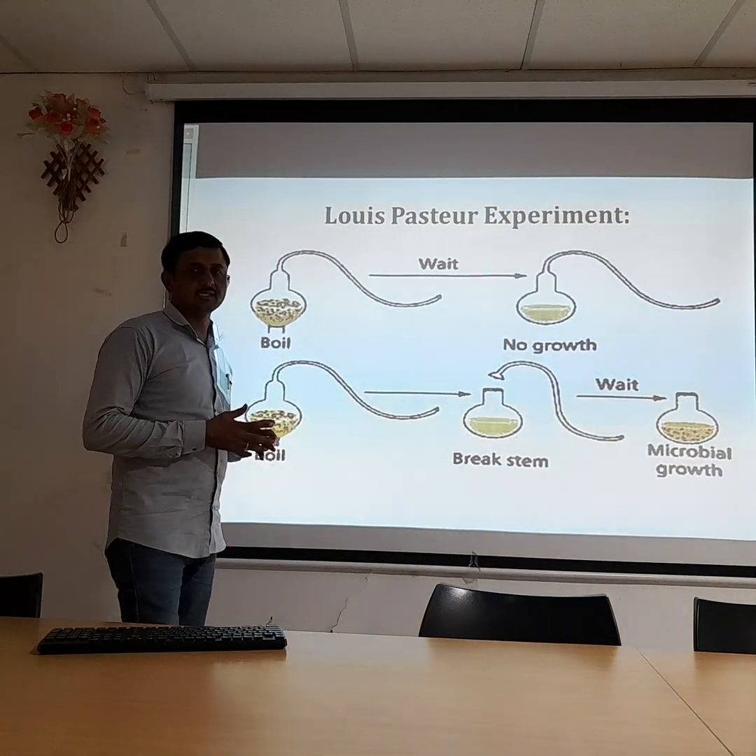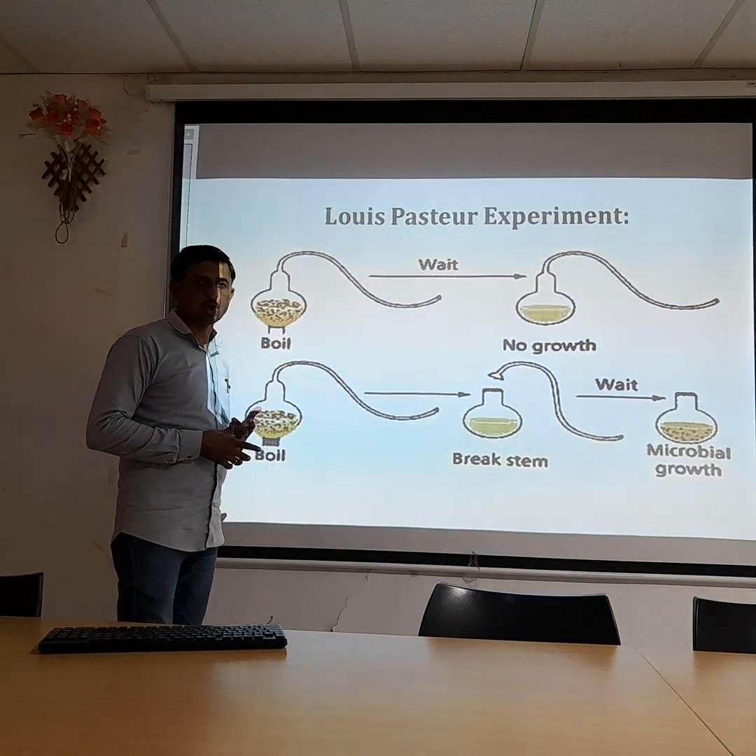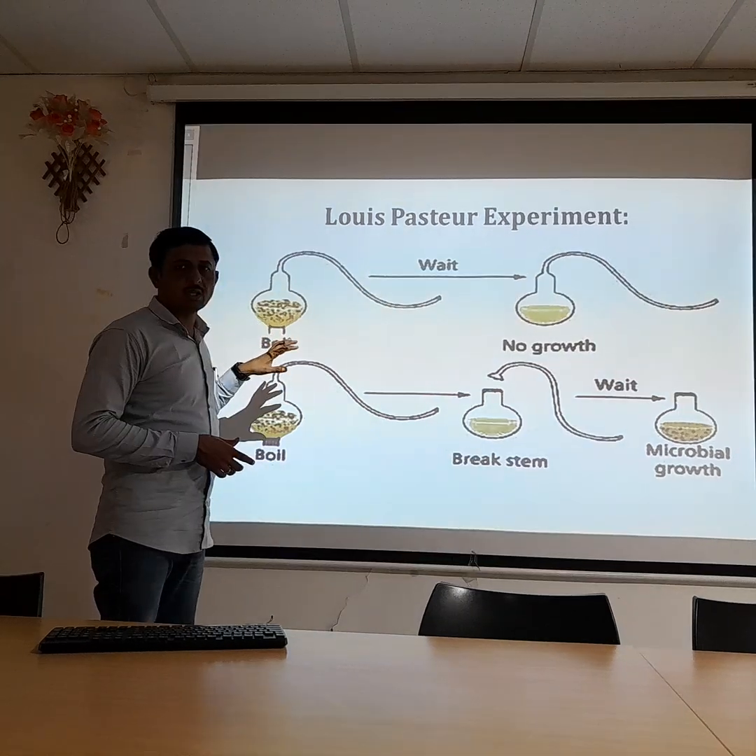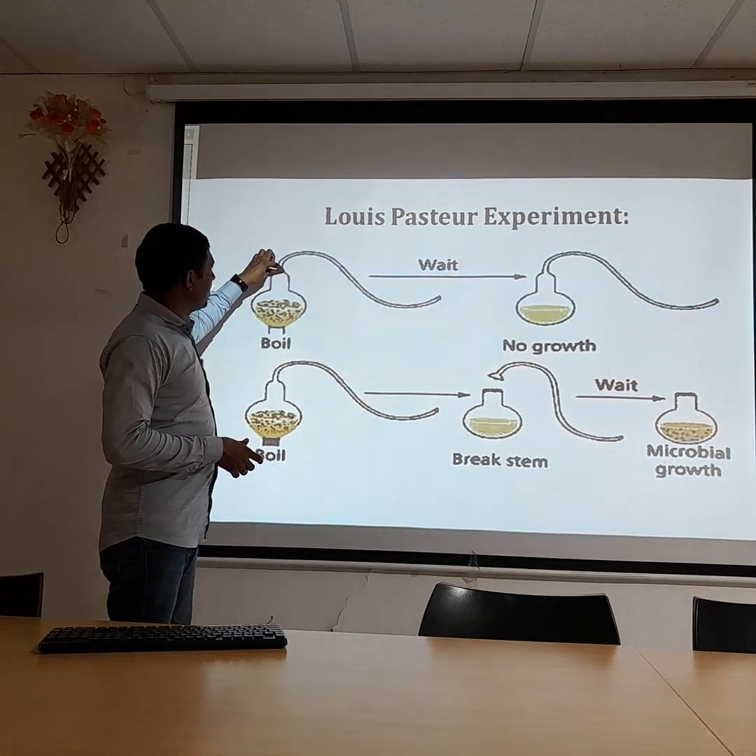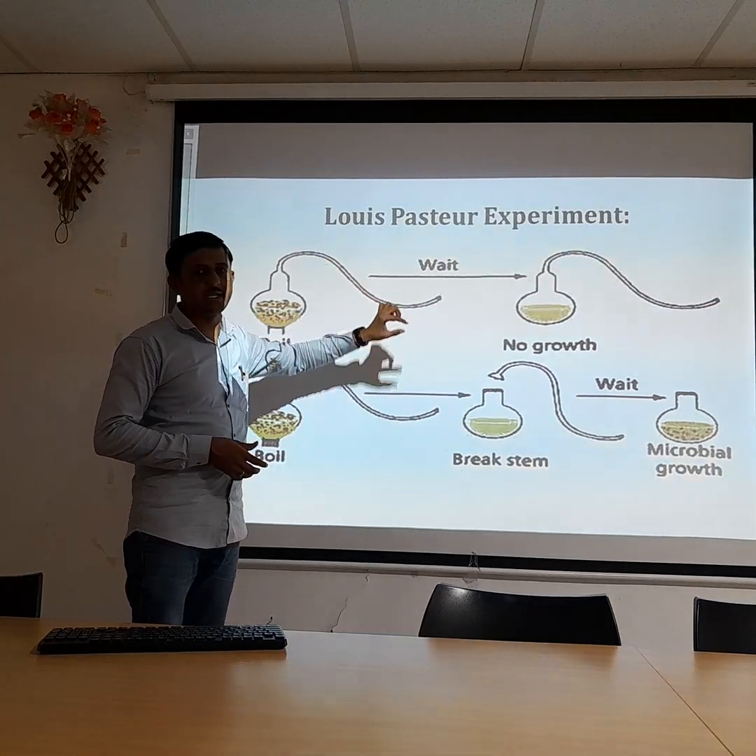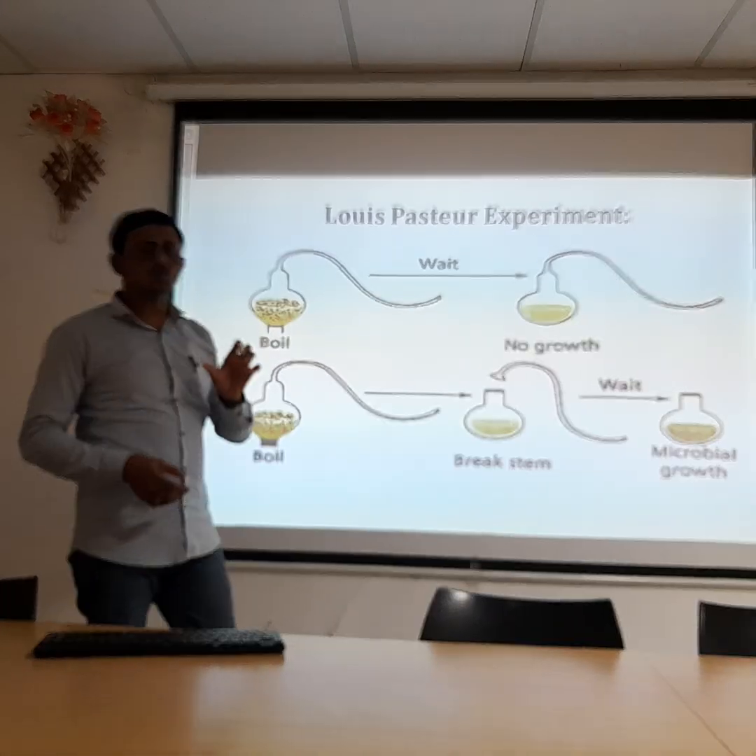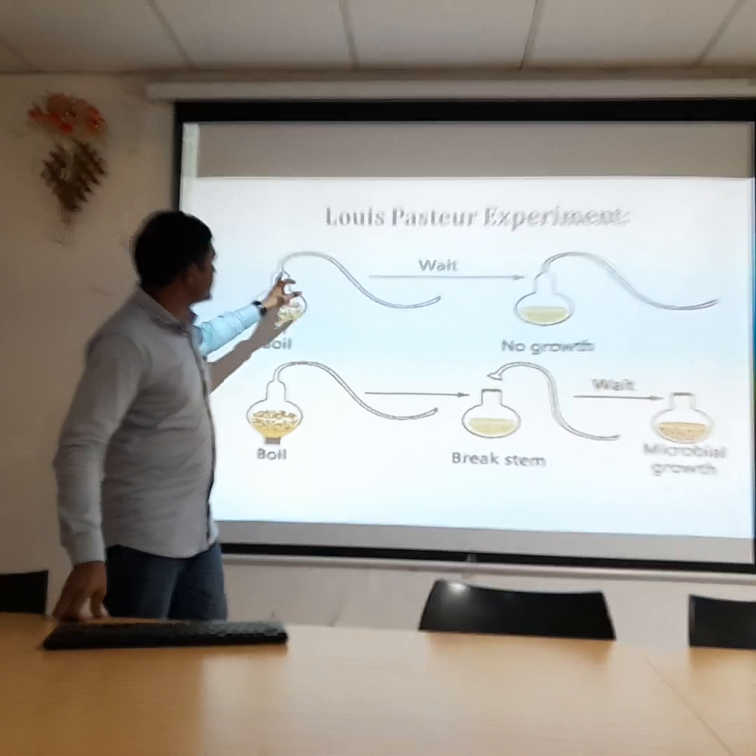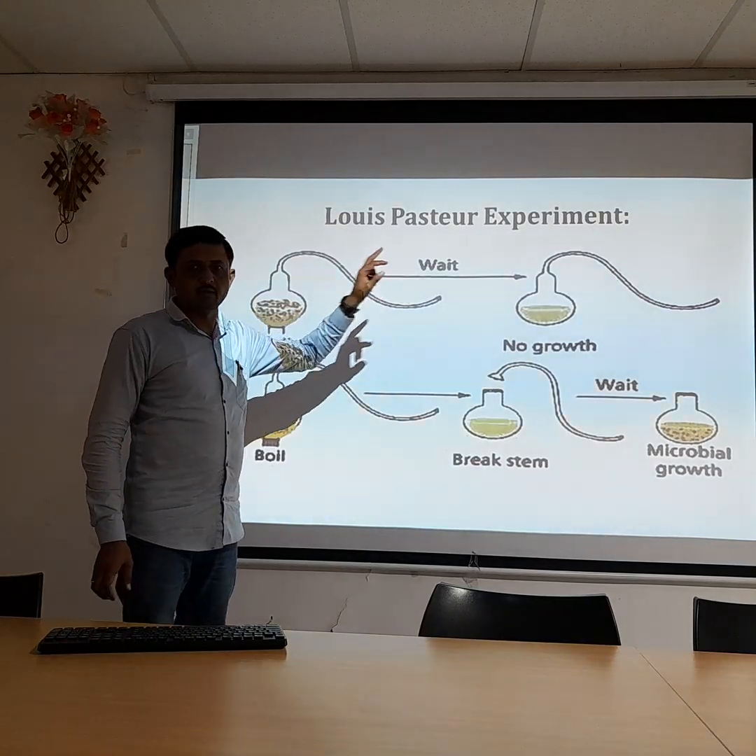Here in the diagram you can see a flask containing the broth. He heated that particular broth, and at the mouth of that flask he set a swan neck like tube. This is the swan neck tube experiment, and the tube is shaped like the neck of a swan.